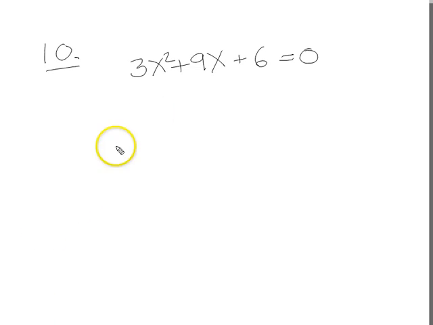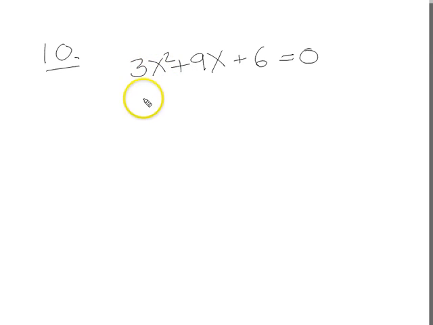Okie dokie, let's have a look at this one. Everything's nicely arranged here. But the thing to notice at the outset, just standing back a step, is that you see it, there's a 3 common all the way through. So we can divide it out. If we do spot that, then why not make our life slightly easier by dividing out? So we can divide out by 3 all the way through the equation.